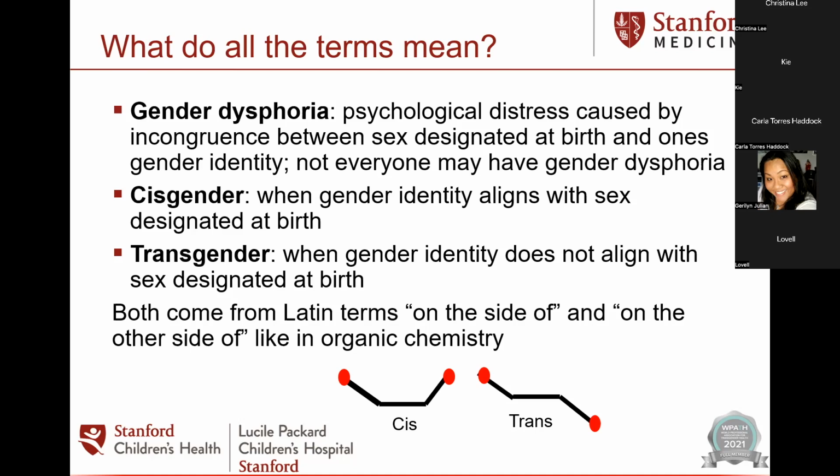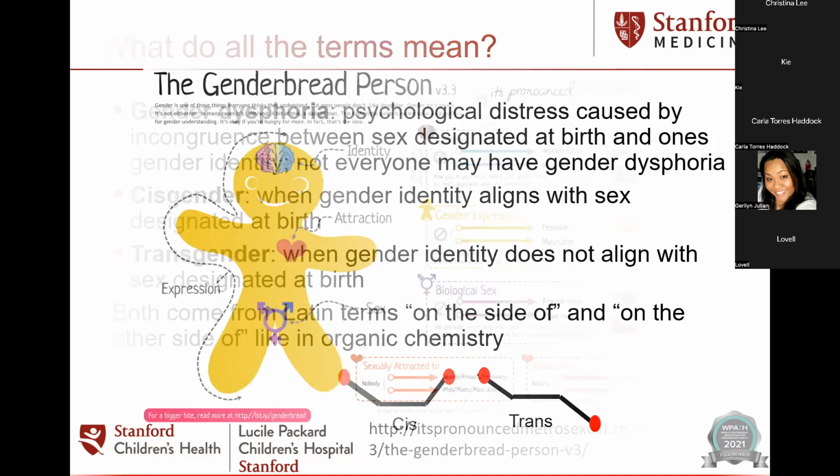And transgender is when, of course, the gender identity does not align with the sex that got designated at birth. And really, this comes from, I think a lot of people here might have taken organic chemistry back in the days. It really comes from the Latin terms "on the side of" and "on the other side of." So trans and cis sides of the chemical bonds. And honestly, that's about as much of organic chemistry that I used after the college class.